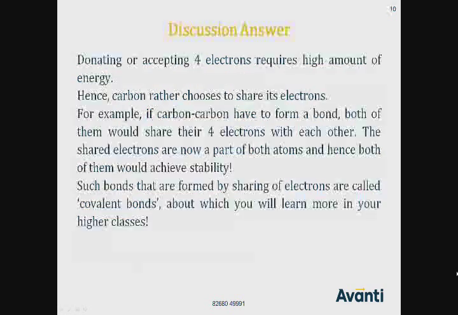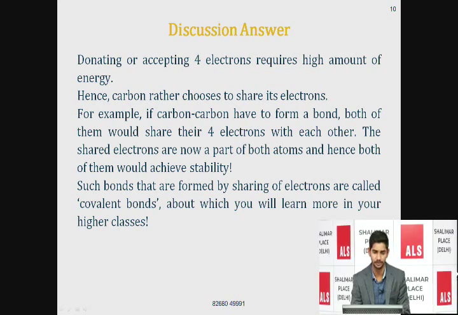Okay, let's check. See, donating or accepting 4 electrons requires a higher amount of energy. Hence, carbon rather chooses to share its electrons. For example, if carbon has to form a bond, both carbon atoms would share their 4 electrons with each other. The shared electrons are now part of both the carbon atoms, hence both atoms achieve stability. Such bonds formed by the sharing of electrons are called covalent bonds, about which you will learn in higher classes.